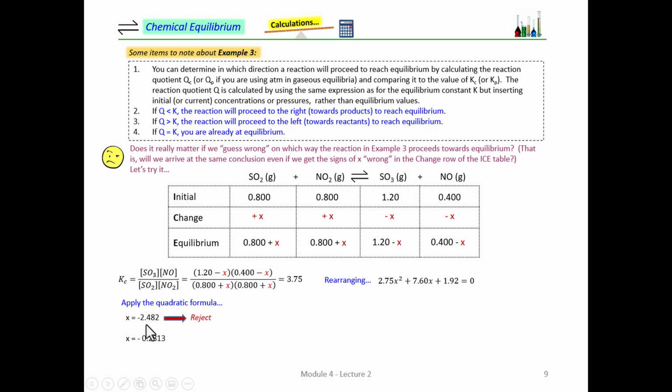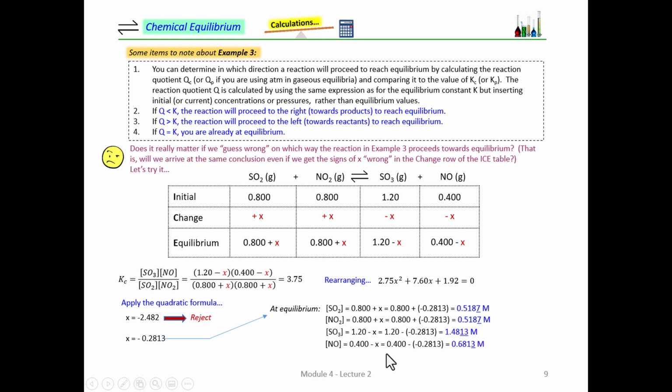This one, I think, was positive before, it's now negative, but we're going to reject it again because it'll give us a negative concentration here. We'll use the negative, minus 0.28. Let's see how that works out. At equilibrium, we'd have 0.8 plus x, or in other words, plus this negative number, for the concentration of SO2, and we get 0.5187 molar. And then we get the concentrations of NO2 and SO3 and NO. And lo and behold, we actually get the same result as we got before.